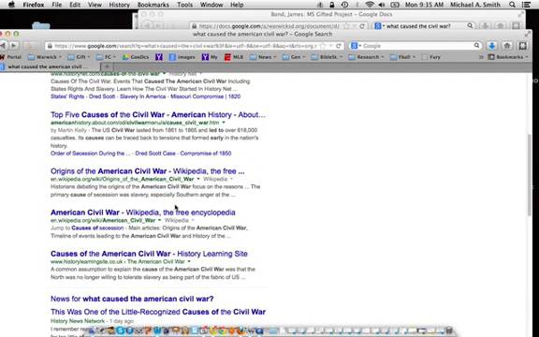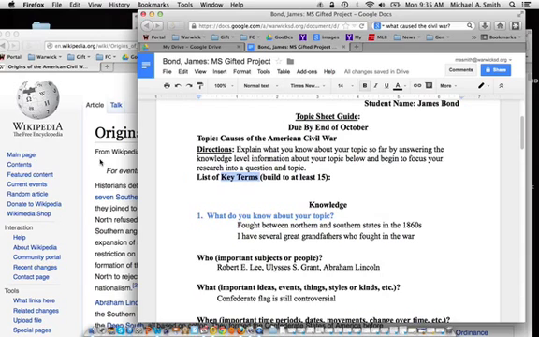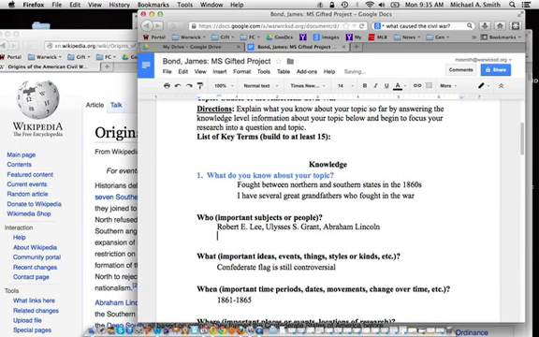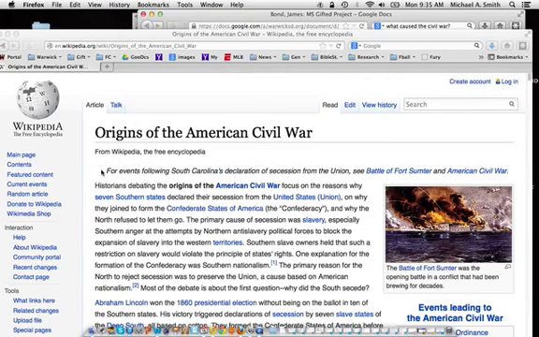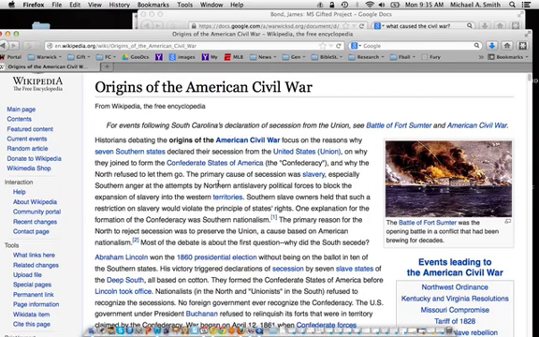I know Wikipedia gets a lot of flack. Notice down here, American Civil War, Origins of the American Civil War, Wikipedia. But it is a good place to start for generating, again, key terms. We're not going to trust everything Wikipedia tells us. We're going to take note of that when we write our answers down here. For example, I would put things that you get from Wikipedia in parentheses just so we know we need to go back and verify. But let's just see what Wikipedia is telling us.